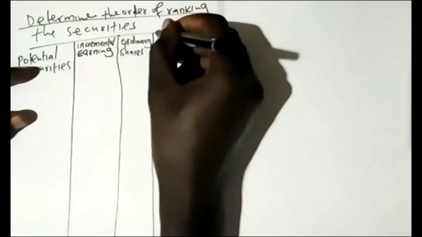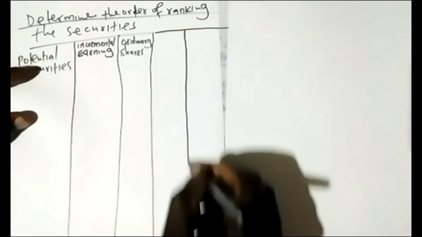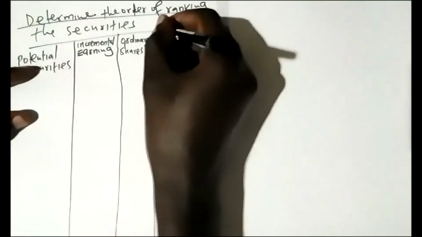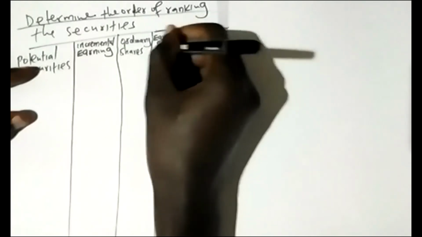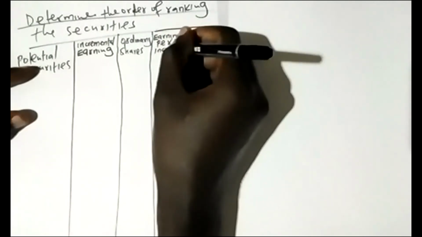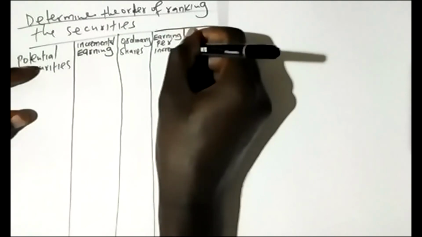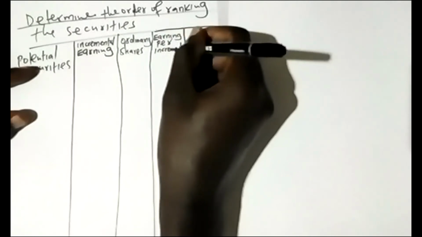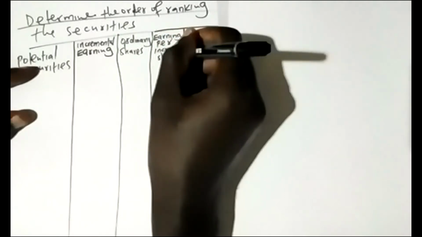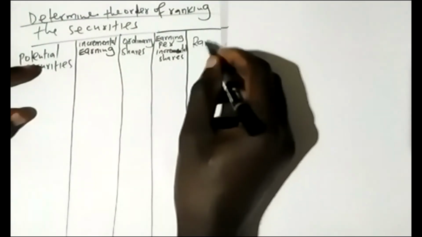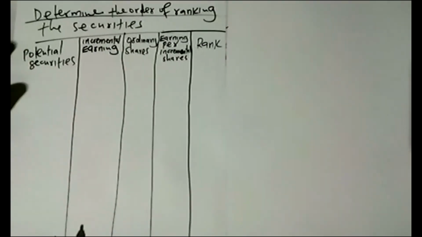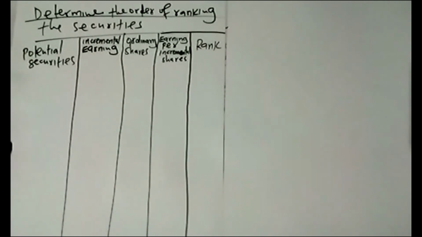After this, you have two columns here. The two columns are all about getting earnings per incremental share. You take your incremental earnings and divide by incremental shares to get earnings per incremental share. After that, you can do what we call ranking.